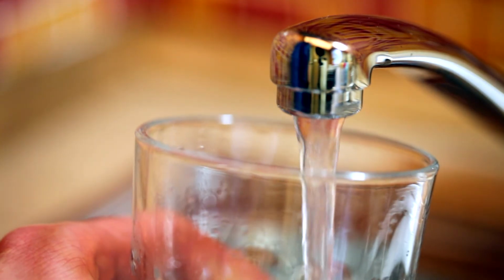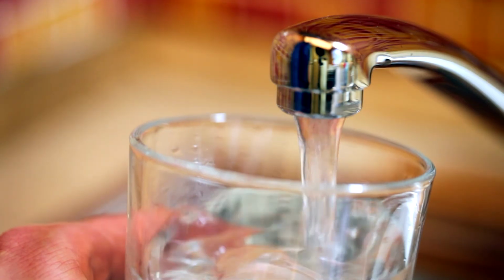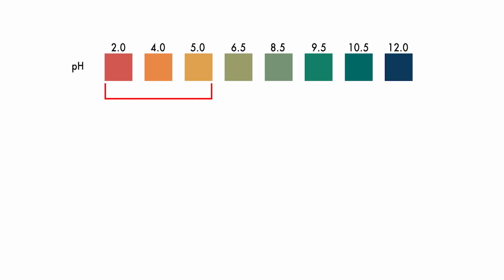Even though the drinking water is slightly acidic, it is still safe to drink. Drinking water with a pH of 5.0 or lower is potentially harmful to your health because of the amount of acids in the water.